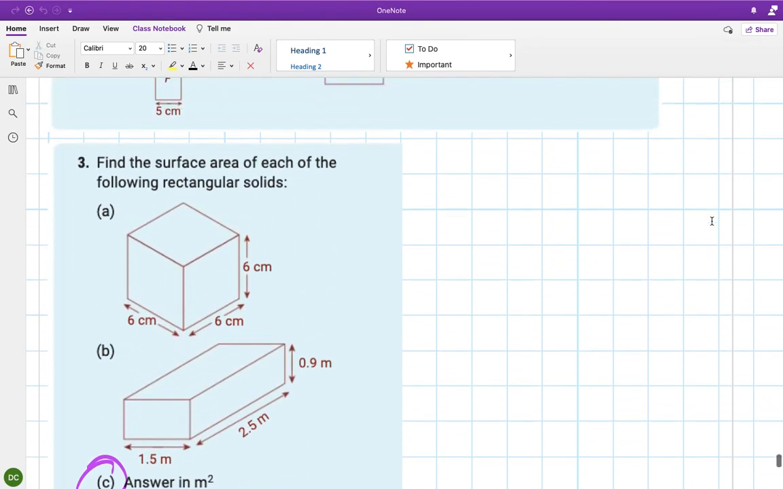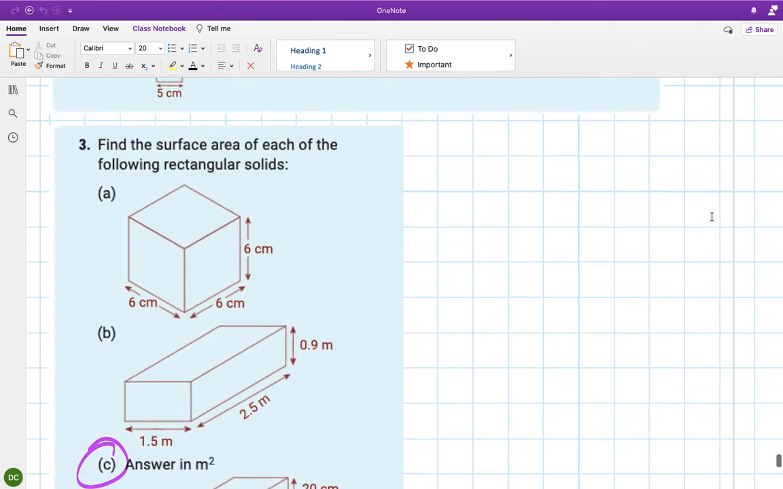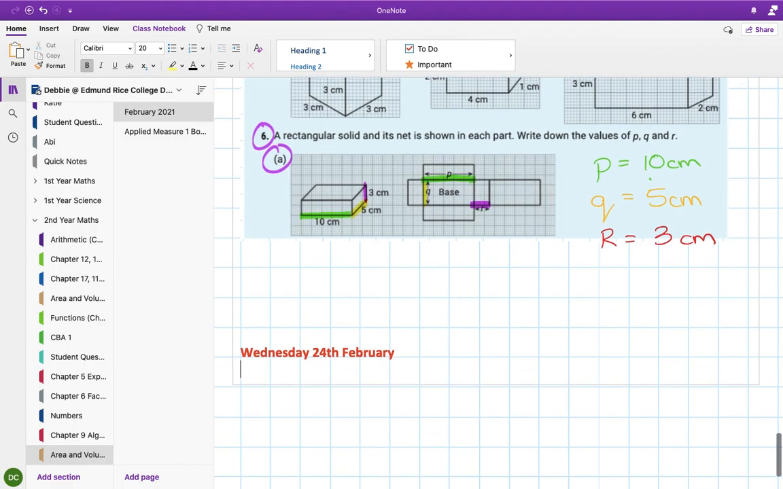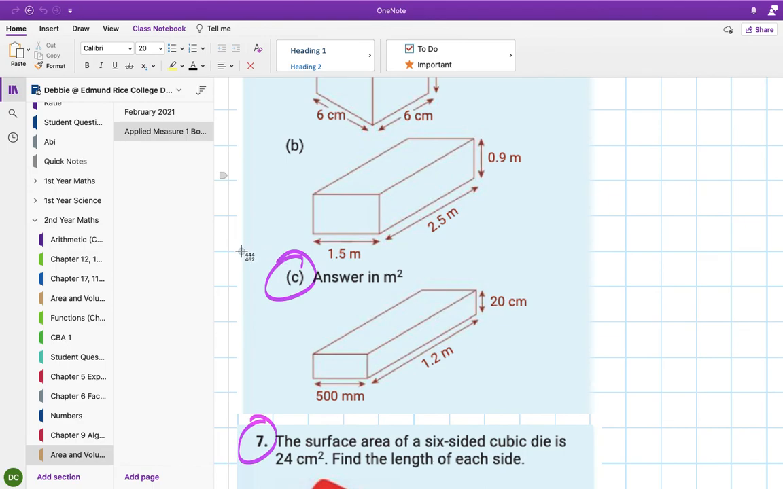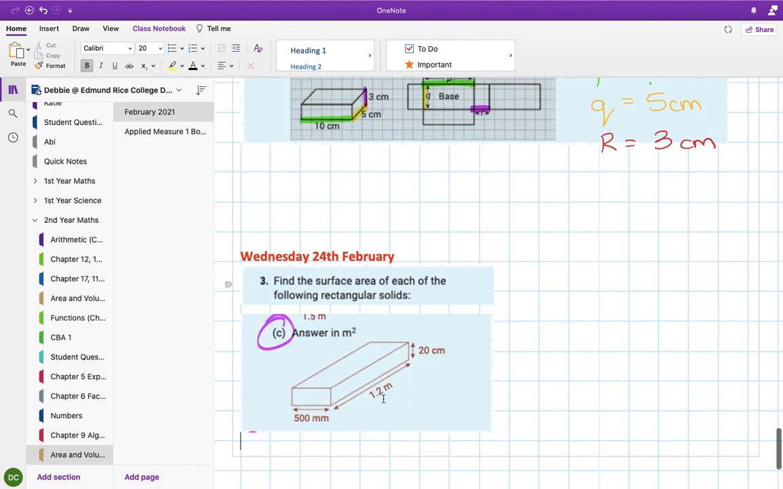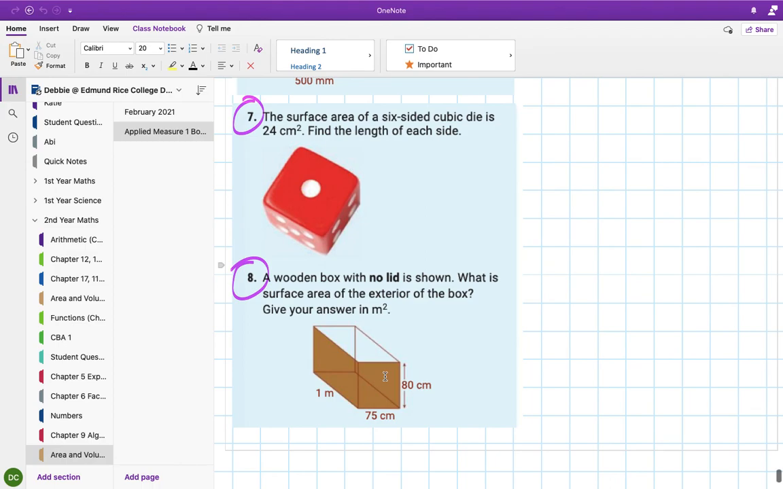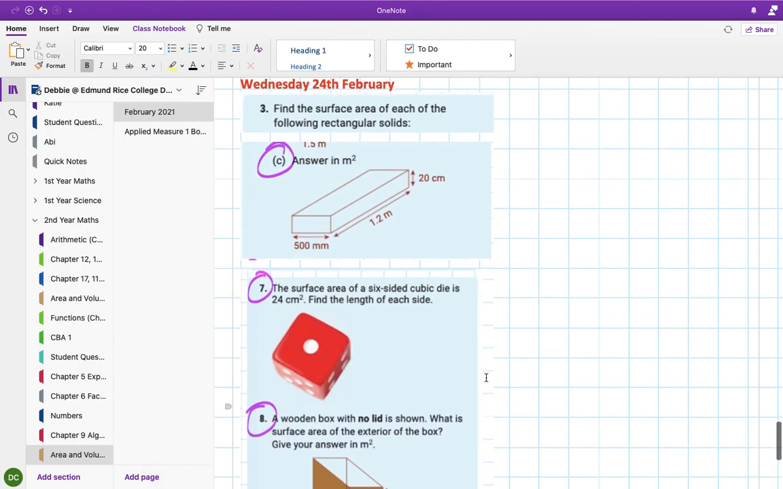I'll throw these into your journal now. And these will be due for Friday. And then just down a bit, these two. So 3 questions based around surface area then to be done for Friday.